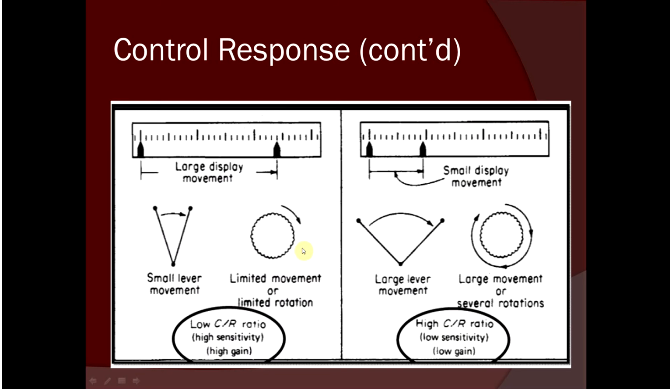Here's a diagram that illustrates some of this. You can see a lot of these are older style controls. Low CR ratio is the same as high sensitivity and high gain. You can see that a small lever movement or a small rotating knob movement gives me a large movement in my little analog display up here. And over here is the opposite: a large lever movement or a large rotation of the knob only gives me fairly small movement in the display. So this is an illustration of what we just said.